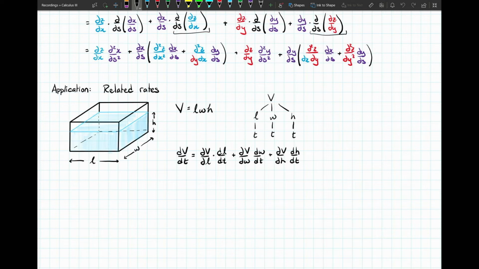And right away, these three partial derivatives, ∂V/∂L, ∂V/∂W, and ∂V/∂H, are very quick to calculate, seeing as how we're just going to be treating two of the variables as constants. That gives us dV/dt equals WH dL/dt plus LH dW/dt plus LW dH/dt. Now, with those related rates, we can go ahead and plug some values into this problem.